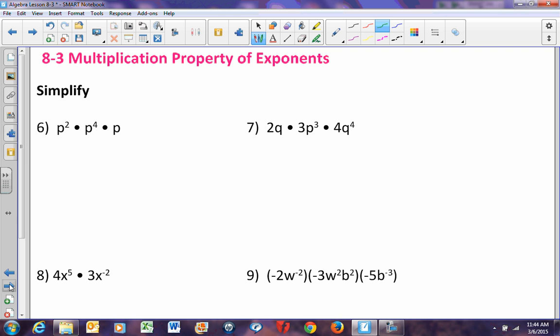So number 6 here, we have p to the 2 plus 4 plus 1. Don't forget that's p to the first power. So that becomes p to the 7th power. We're done. Can't do anything more with that.